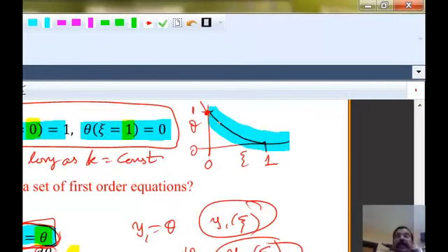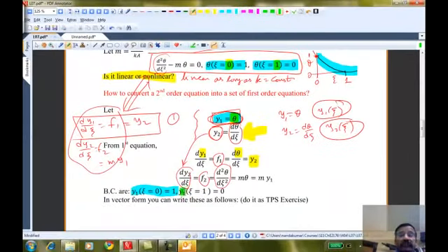Then I look at the second one, which says that theta at psi equal to 1 is 0. But theta is y1, so y1 at psi equal to 1, that is at the tip of the pin, is 0. So I have two conditions, I have two first order equations, I'm ready to do this now in MATLAB. Program this in MATLAB.